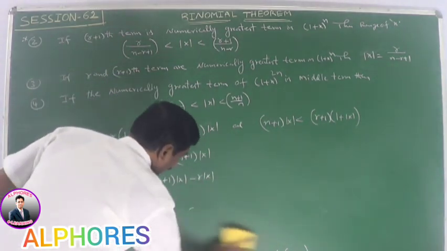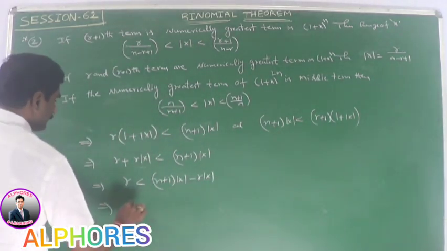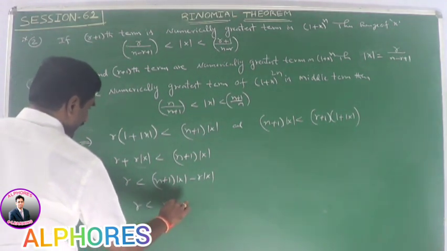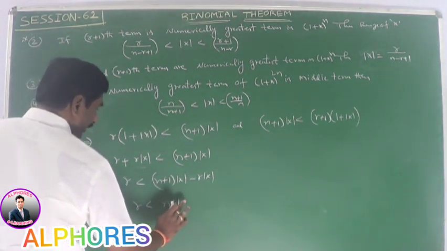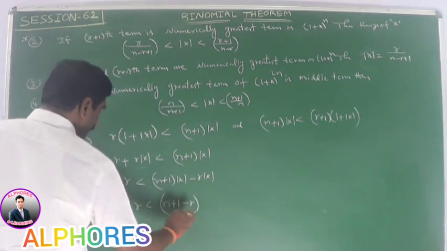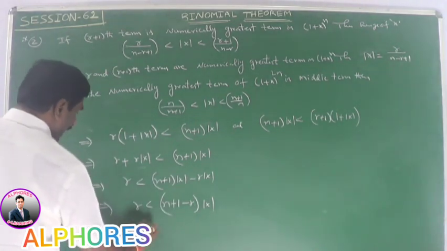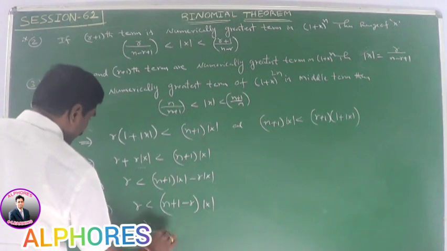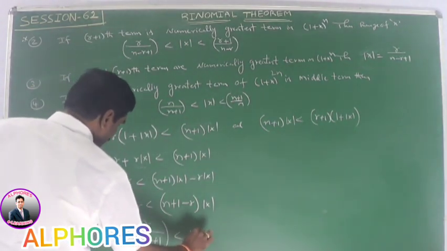Mod x is the common term here. That means r is less than (n plus 1 minus r) into mod x. That means r by (n minus r plus 1) is less than mod x. It is equation number 1.